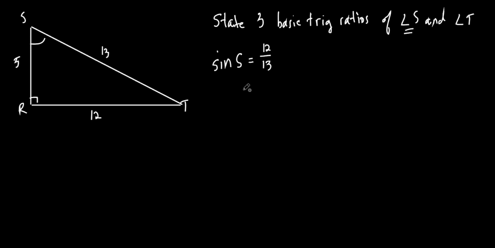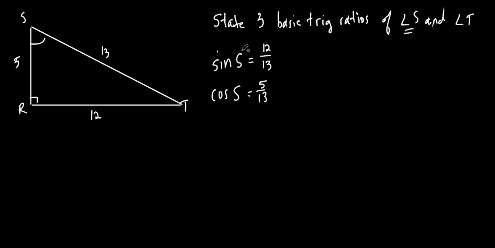All right, let's do the cosine of the same angle, the cosine of angle S. So again, we're dealing with this angle. So what's the cosine? It's the CAH, C-A-H, right? So CAH TOA, adjacent over hypotenuse. Which one's adjacent to angle S? 5. Which one's hypotenuse? 13. So it's 5 over 13.